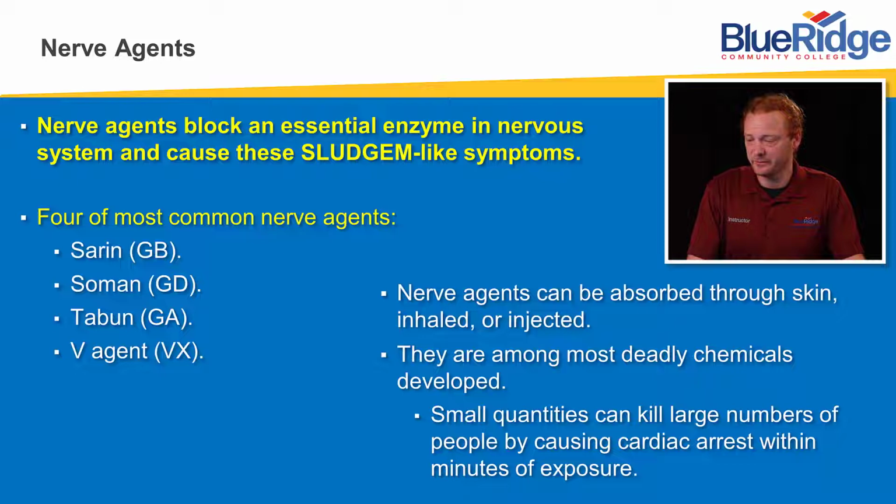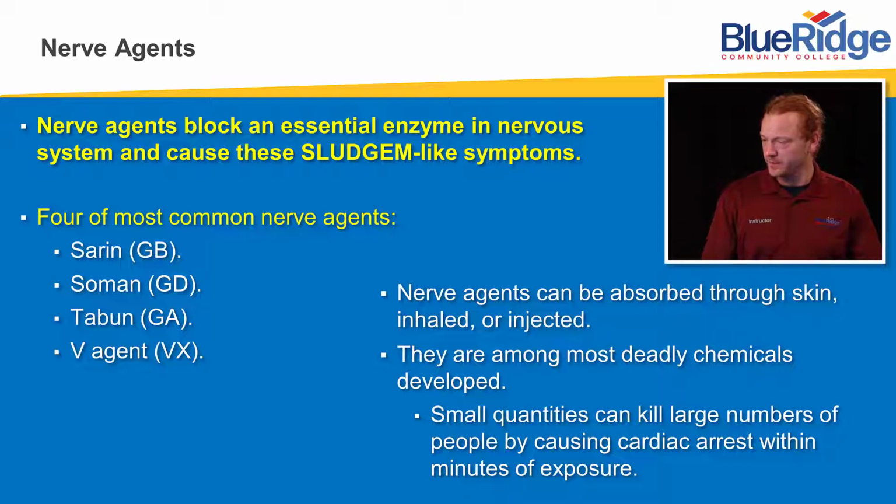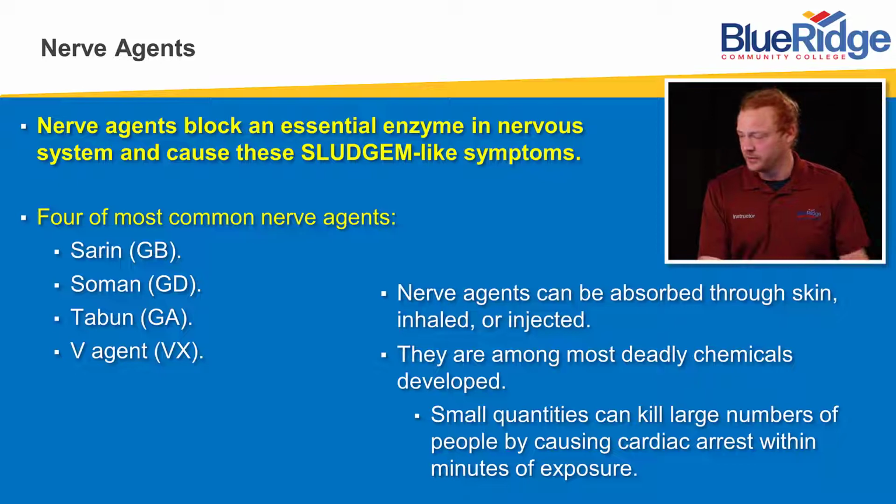The nerve agents block the essential enzyme in the nervous system and cause SLUDGEM-like symptoms. Four of the most common nerve agents are sarin, soman, tabun, and V agent. Nerve agents can be absorbed through the skin, inhaled, or injected. They are among the most deadly chemicals developed. Small quantities can kill large numbers of people, causing cardiac arrest within minutes of exposure.